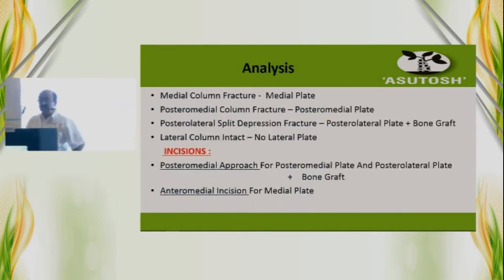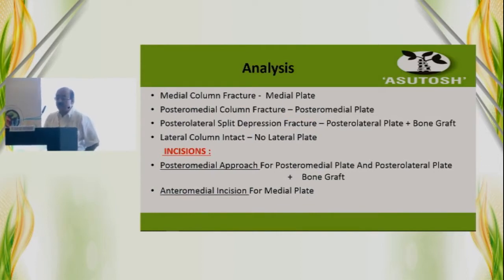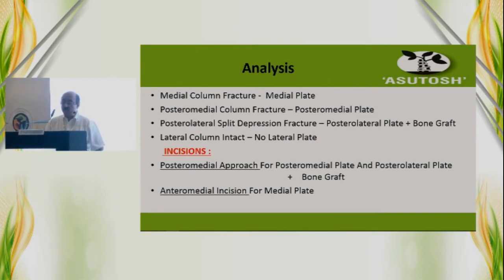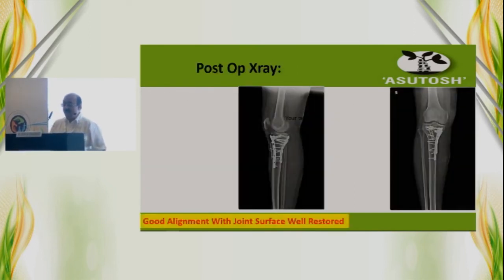So my analysis of the CT scan is: for the medial column, I am going to do a medial plate. For the posteromedial column, I'll do a posteromedial plate. For the posterolateral split depression fracture, I'll do a posterolateral plate plus a bone graft, and the lateral column is intact, so it will not require any plate. So the incisions I will plan would be a posteromedial approach for the posteromedial plate and the posterolateral plate and bone graft for the posterolateral fragment, and an anteromedial incision with a medial plate, and you can see I achieve my strategic goal: good alignment with the joint surface well restored.